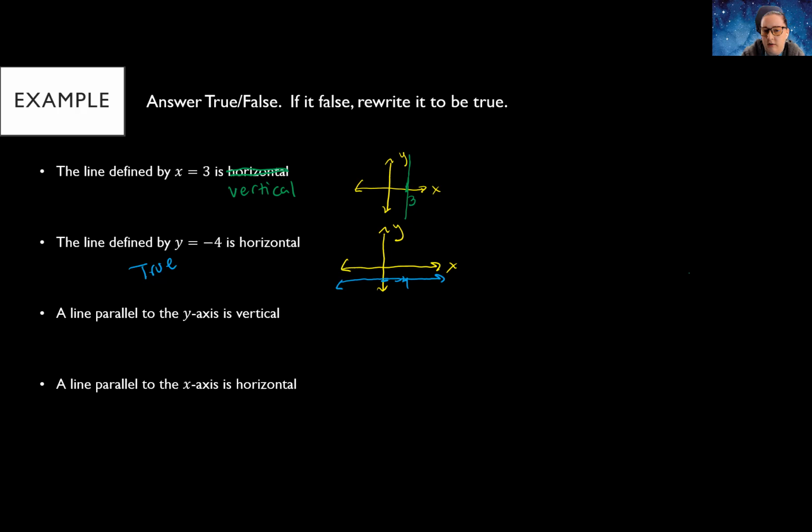Next, we've got: a line parallel to the y-axis is vertical. Again, it's always very helpful to draw your x and y axis so that you can visualize these. If I am parallel, that means I'm going to be the same direction and slant. That means I'm also going to be a vertical line, because the y-axis is vertical. So this is true.